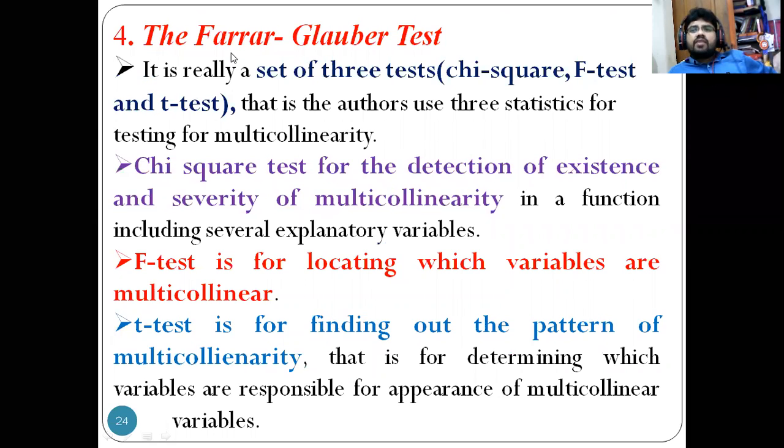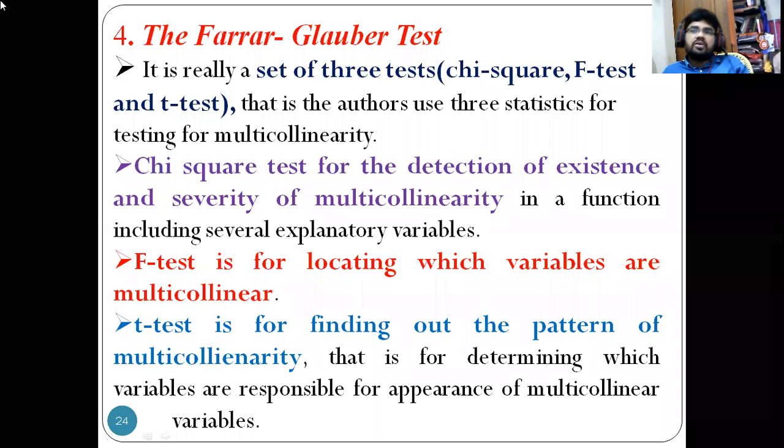Another test is the Farrar-Glauber test. It is a combination of 3 tests: the chi-square test, F test, and T test. Please remember that it is a set of 3 tests. The Farrar-Glauber test is concluded on the basis of the chi-square test, F test, and T test. So the authors used 3 statistics for testing multicollinearity.